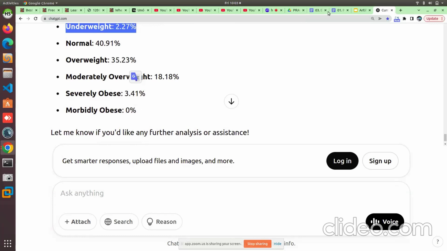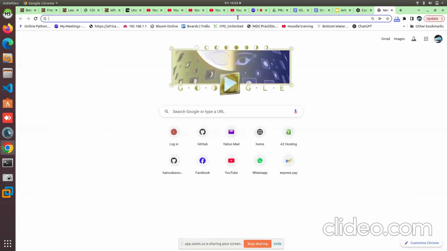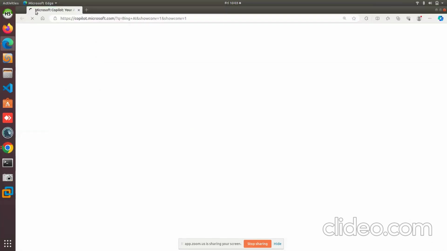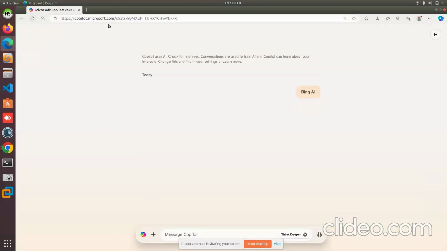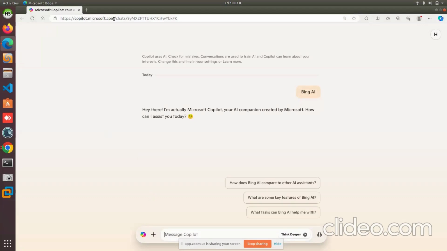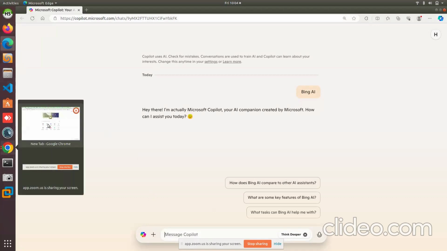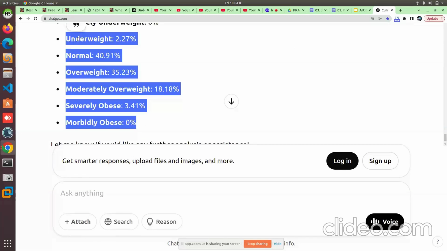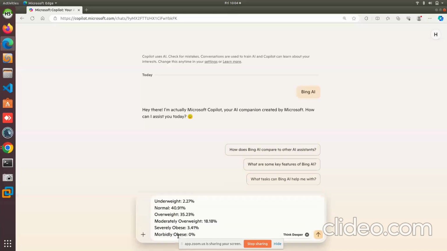Actually, ChatGPT does not draw images, but there's another one. If you go to Bing, that's the Microsoft Edge. Microsoft also has its own AI, which they call Copilot. So when you go to Bing, there's Copilot. That's copilot.microsoft.com. Once you go there, let me just copy from ChatGPT what we just did, these percentages that it doesn't want to draw for me. Okay, so I have these percentages. Let me ask Bing AI to see if Bing AI can draw.